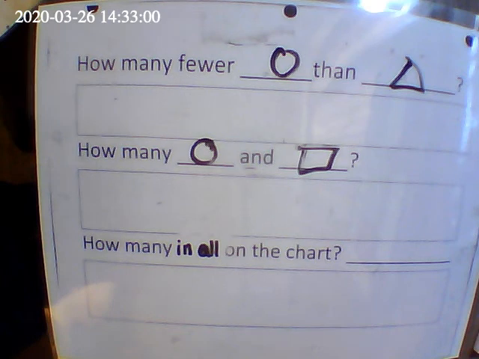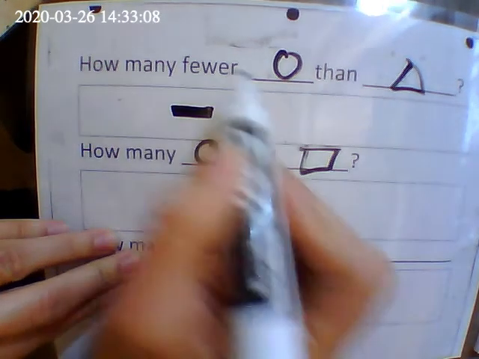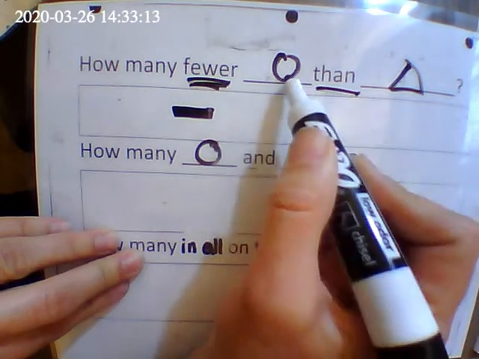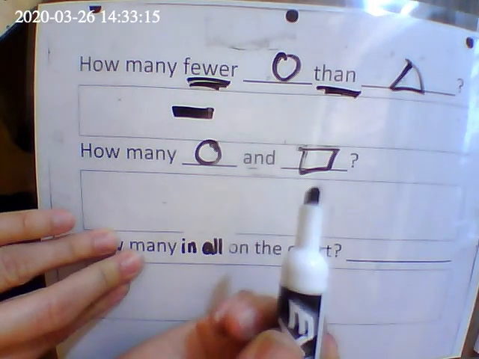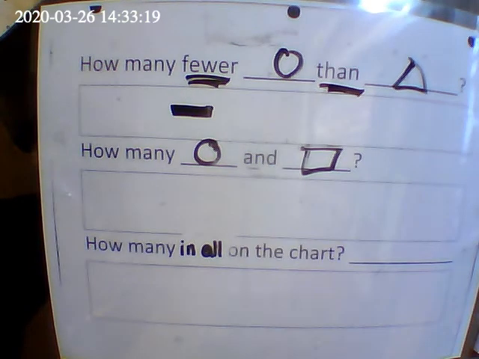So are we adding or subtracting? And I hope you said subtract. And the words that help us understand that is fewer than. How many fewer circles than triangles? So we need to find out which is the bigger number. Is it going to be the circles? We have 8 triangles, and we have 7 circles.